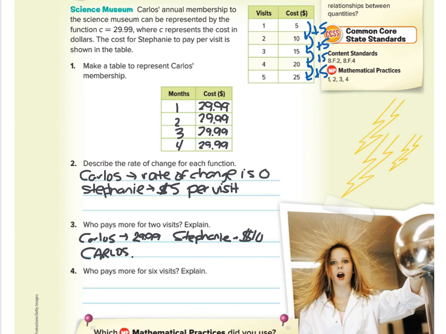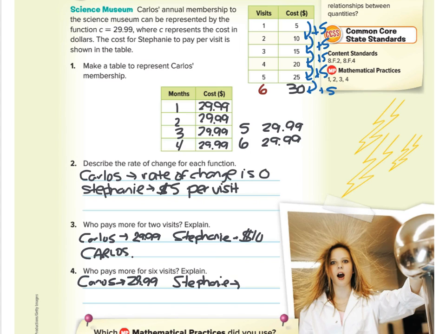Who pays more for 6 visits? Well, we don't have that number quite yet for Stephanie, so if we just look back at our table, for a 6th visit, we can assume we're going to increase still by another $5, and so this is going to be $30 for her. Now, since Carlos doesn't have a rate of change, 5 visits would cost $29.99, and 6 visits would cost, well, still $29.99. And so who pays more for 6 visits? We compare the two. Carlos is still at $29.99, whereas Stephanie is now up to $30. So Stephanie, and this is going to be by, well, for now, just a penny.